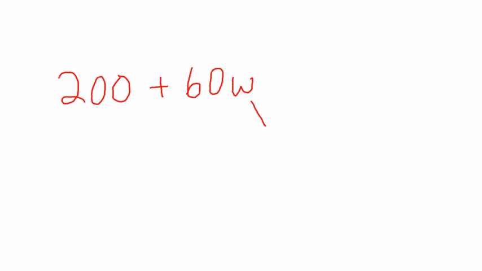Okay, let's consider the following situation. Let's imagine that you currently have $200 saved up. You get a part-time job that pays $60 a week. So this expression, 200 plus 60W, represents the total amount of money that you have, where the variable W stands for the number of weeks you work. $200, of course, is your starting amount, and 60 is the amount you're getting paid each week.